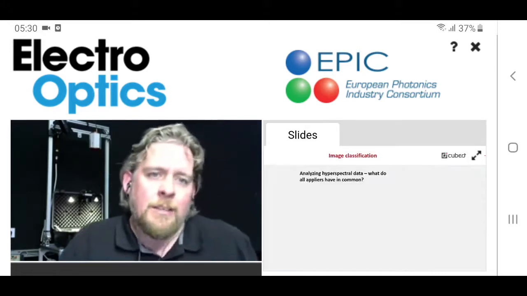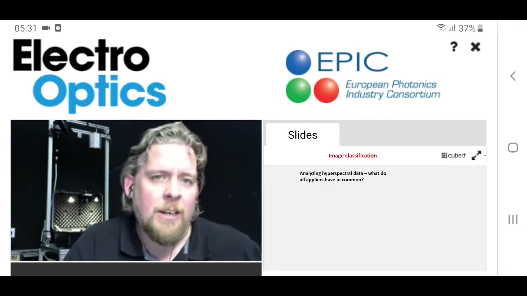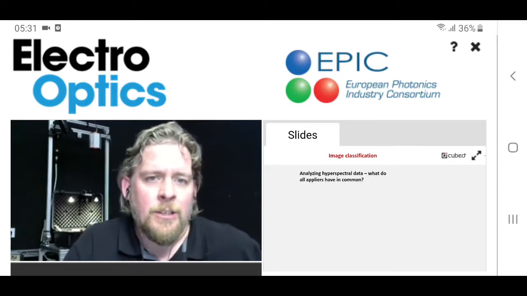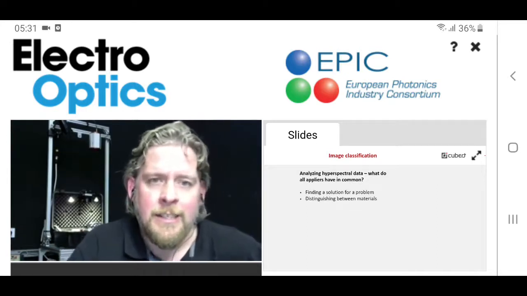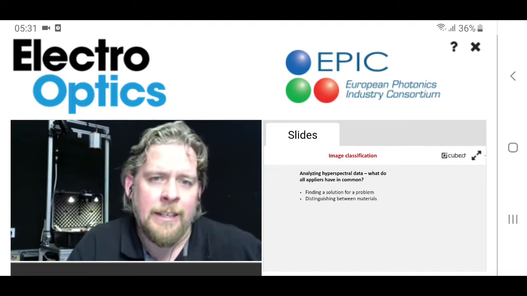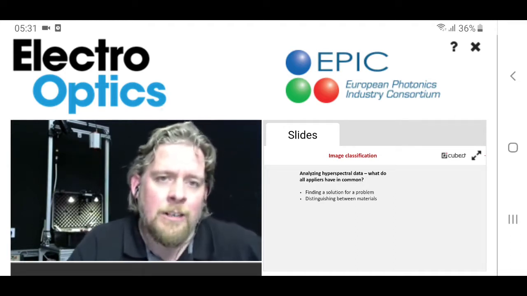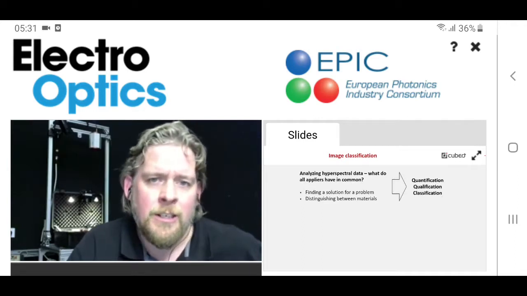We don't stop at giving you the hyperspectral data sets. We are usually also capable of bringing you to your application. In the end, every spectrometer in the world needs to find an application where it's useful. And to apply a spectral data set in an application, you typically have to distinguish between materials or, more generally, find solutions to a problem. To do that, we typically use quantification, classification, or qualification.